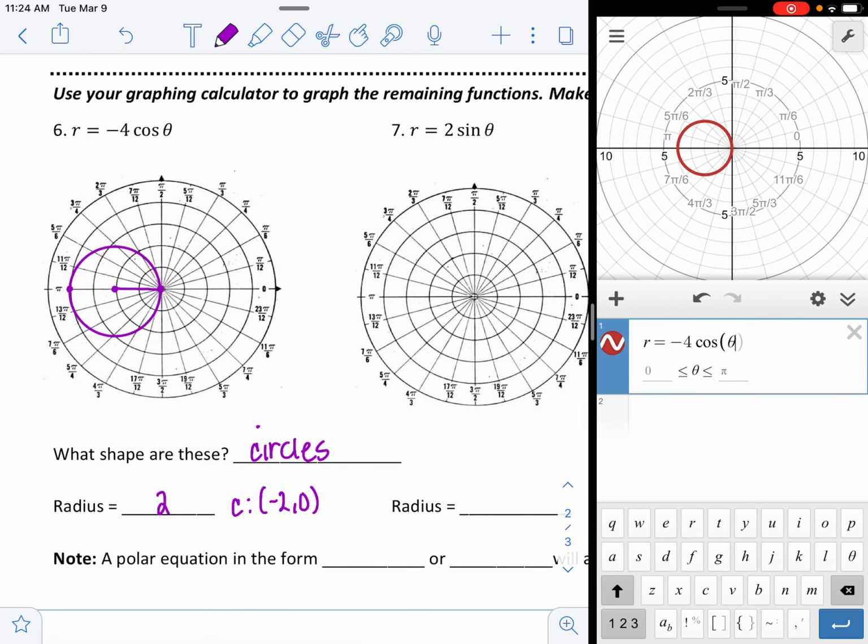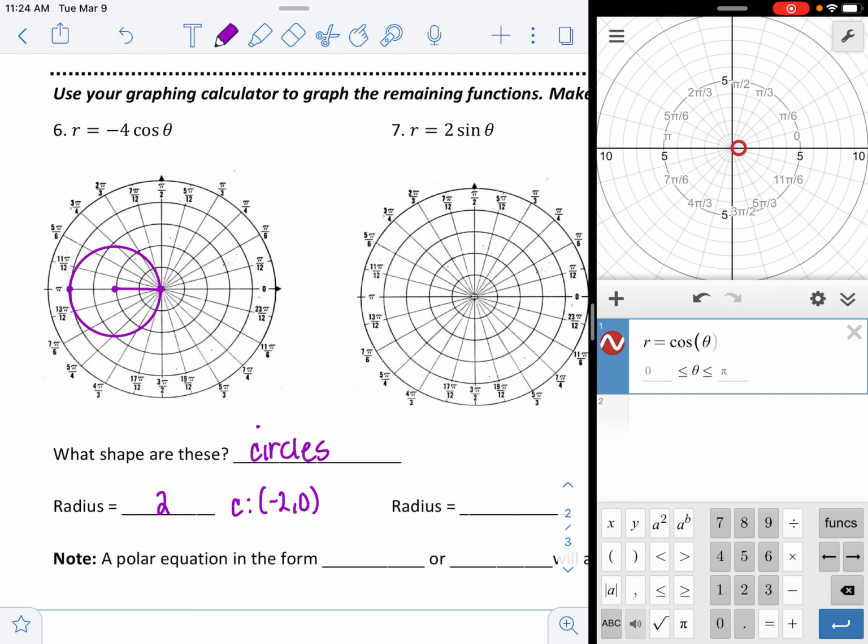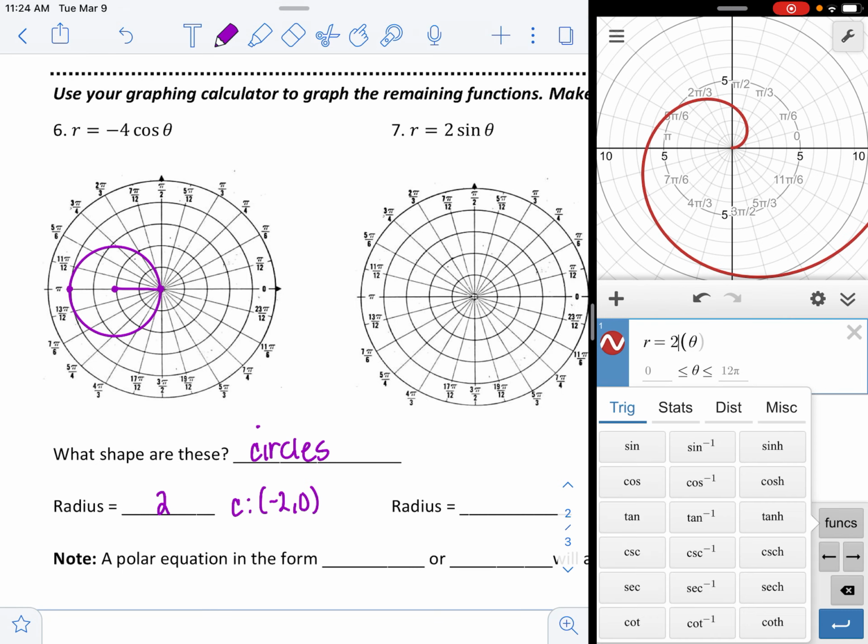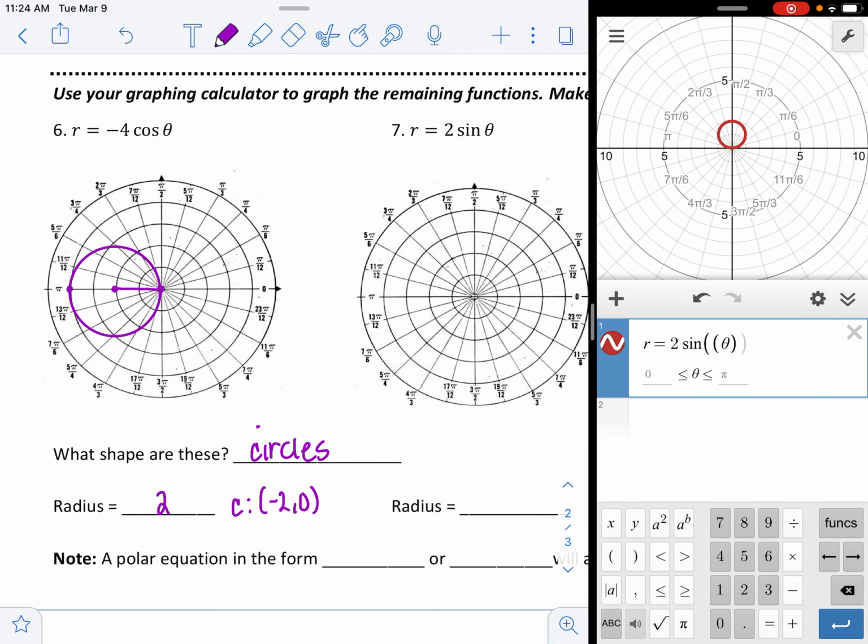All right, let's try the next one, because maybe I still don't know what the pattern is. So I'm going to change this to a 2, and then I'm going to change cosine to sine. Functions, sine. You could have just deleted it and retyped it, but I wanted to do it like that.